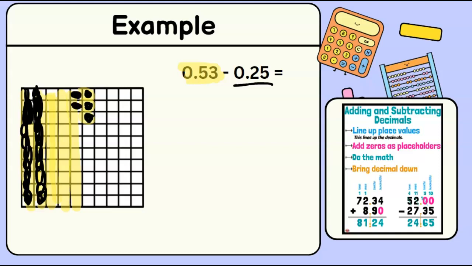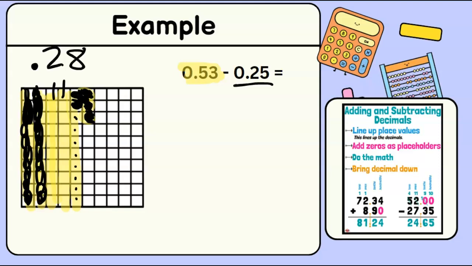My answer is whatever is left over that I haven't crossed out yet. So anything that's still left yellow on my screen is going to be the difference. I'll count up my columns first. I have 1, 2 columns left over. And then I'm going to count my singles. 1, 2, 3, 4, 5, 6, 7, 8. I have 8 hundredths left. So my area model shows me that the difference between 0.53 and 0.25 is 0.28.